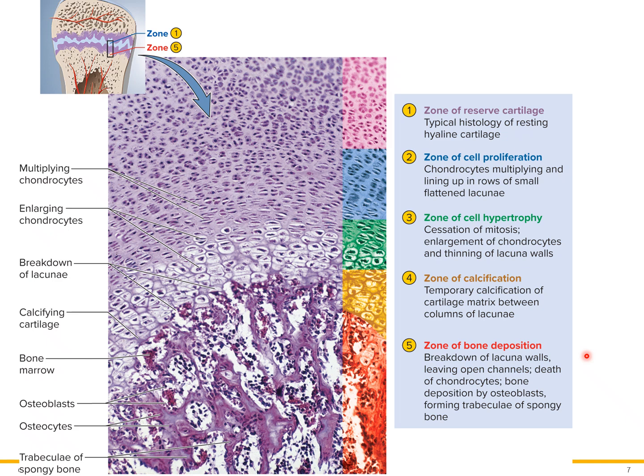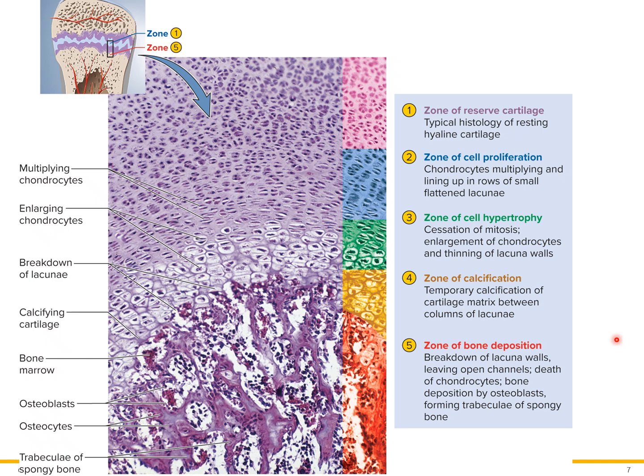In the next zone, you should start to notice that those cells are beginning to look a little squished and forming these lines. So we are now a little closer to the marrow cavity. The chondrocytes have multiplied and arranged themselves into these longitudinal columns of flattened lacuna. And then we're going to start to see the breakdown of lacuna here in the zone of cell hypertrophy. Okay. So that's where the chondrocytes are going to stop multiplying and they're going to begin to hypertrophy.